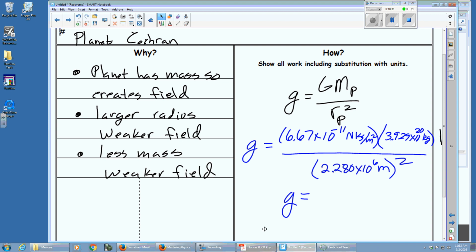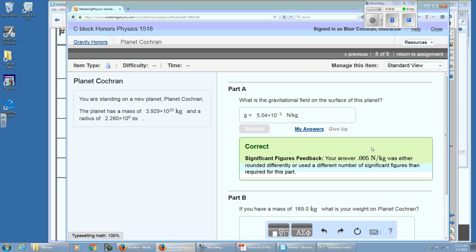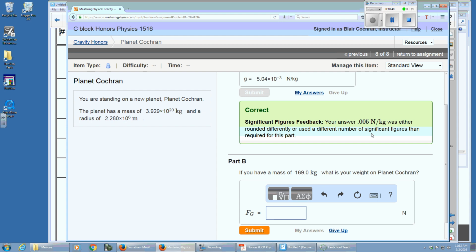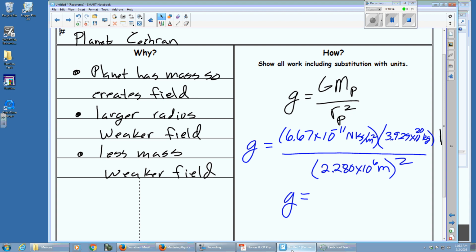I got 0.005. Let's see if that's right. I would give it 3 significant figures since it doesn't say. Good, and mine is. I probably should have given a little more there. But let me write in that answer. So I got 0.0050412492 newtons per kilogram.